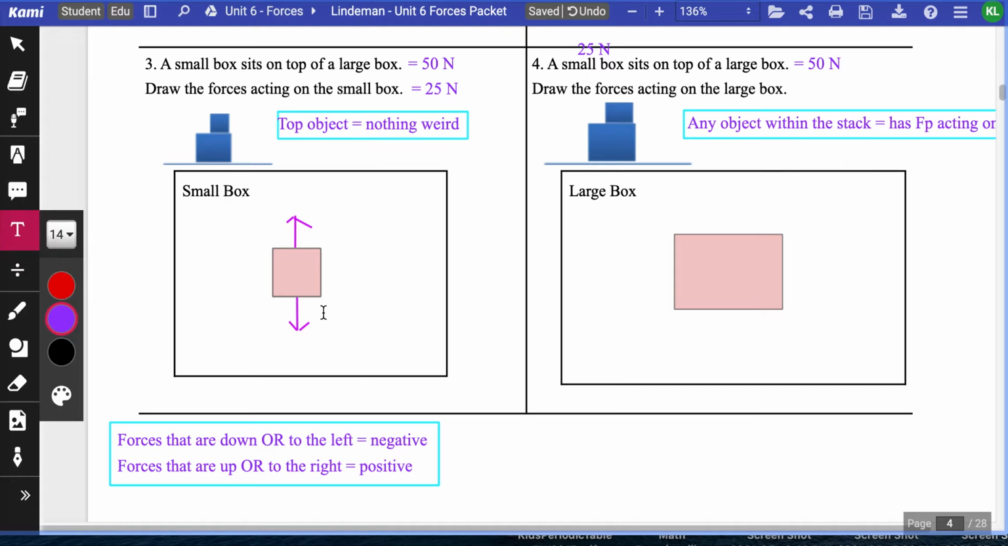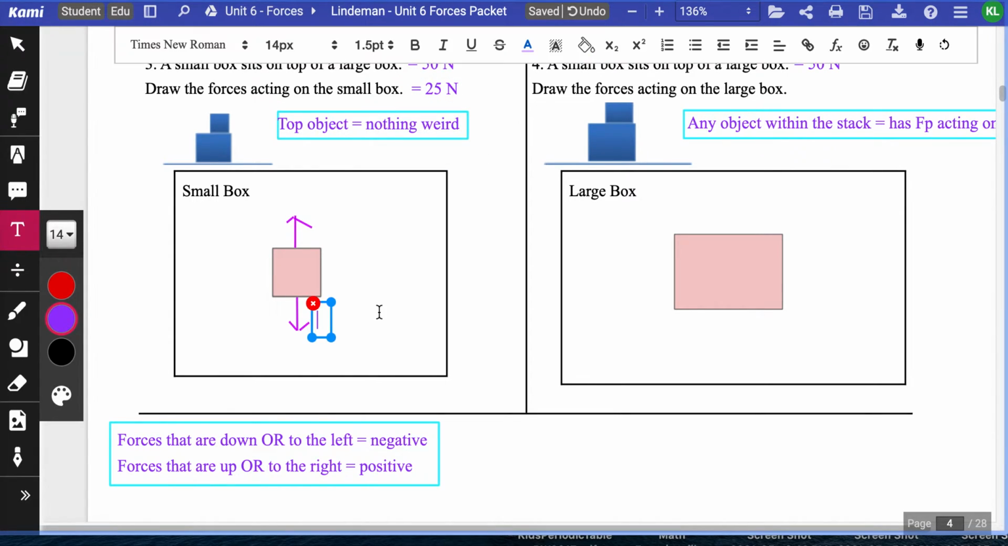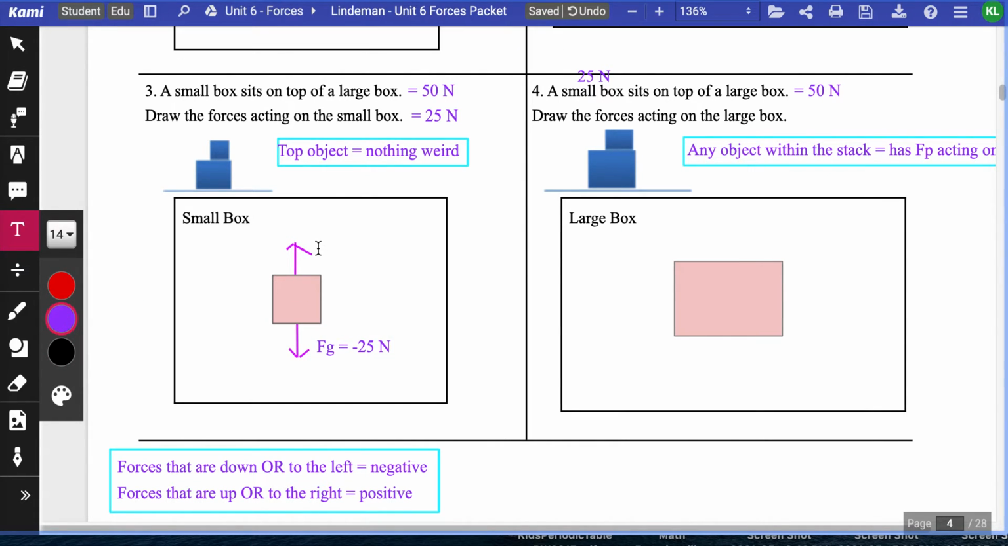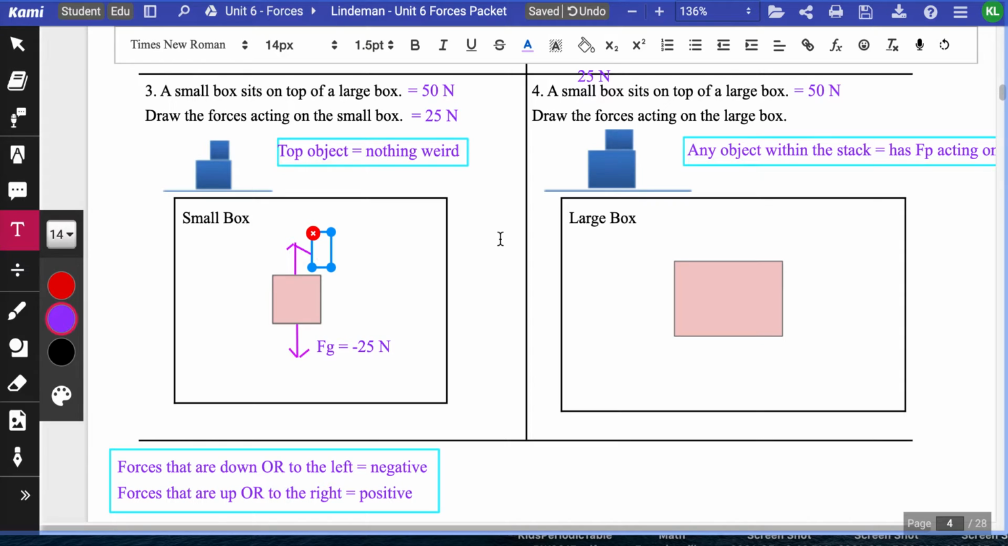So small box weighs 25 newtons. That means my gravity force equals negative 25 newtons. Okay, and remember, I'm just kind of pulling these numbers out of nowhere. I know y'all didn't have these to begin with. Okay. The normal force here is equal to positive 25 newtons. Okay. So these forces are equal magnitude but opposite direction.